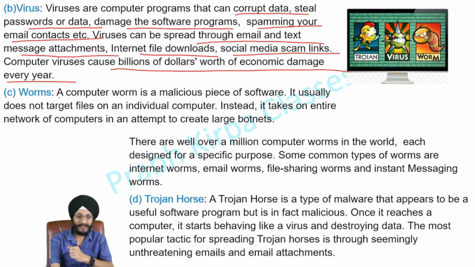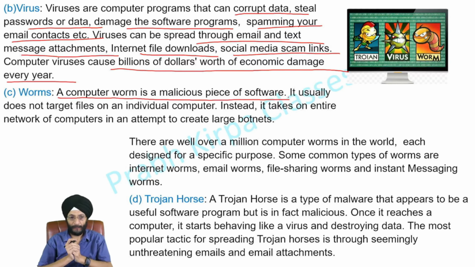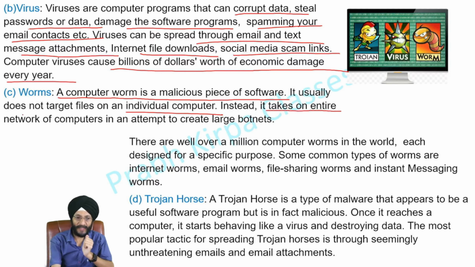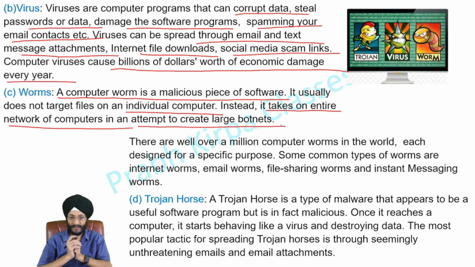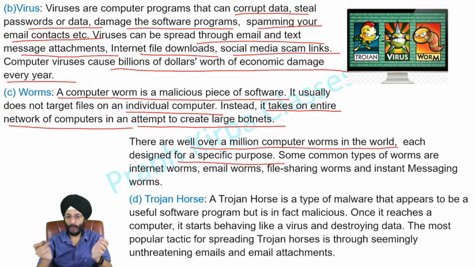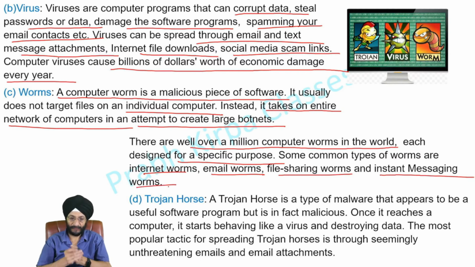Now, another threat is worms. A computer worm is a malicious piece of software. It does not target files on an individual computer. Instead, worms take on an entire network of computers in an attempt to create large botnets. There are well over a million computer worms in the world, each designed for a specific purpose. Some common types of worms are internet worms, email worms, file sharing worms, and instant messaging worms.